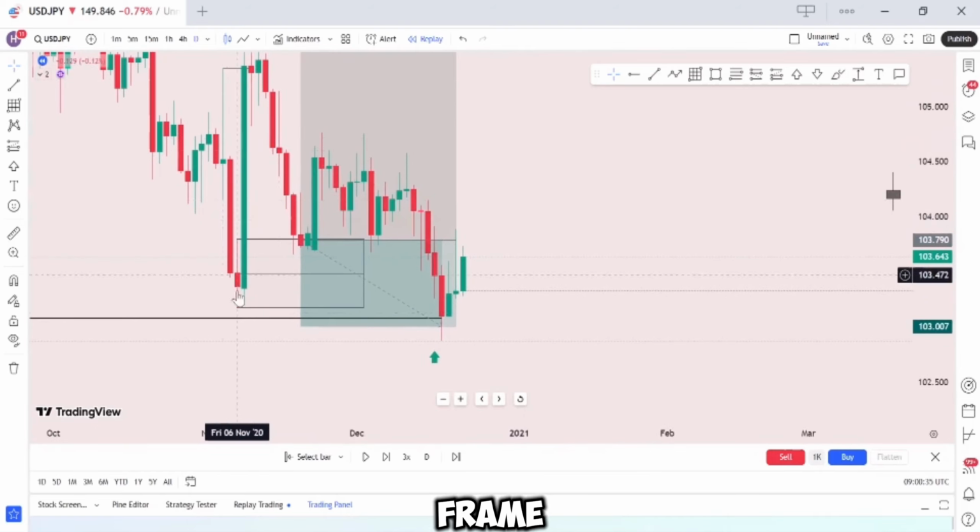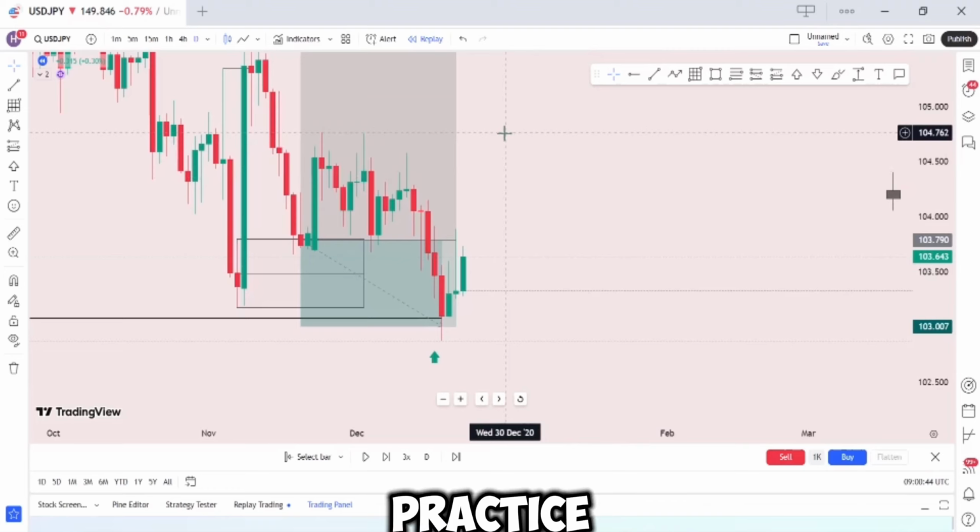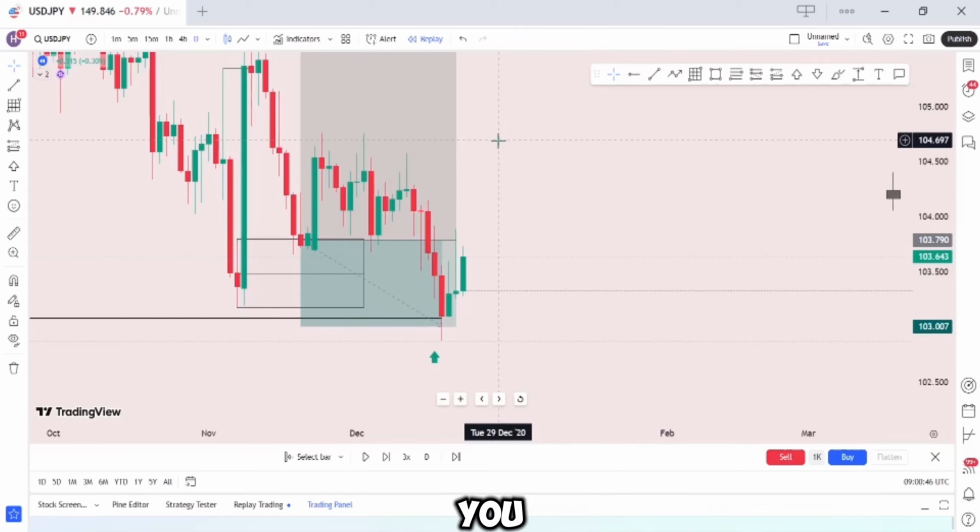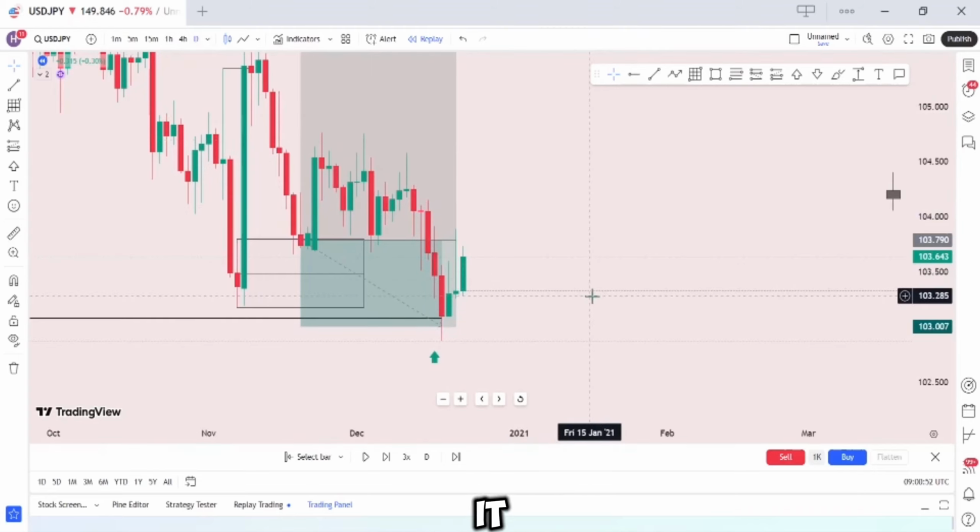Now this is the daily time frame. We cannot go to the 1 hour or the 4 hours because I'm doing a replay right here. So this works on the daily time frame. You can go and backtest this if this works for you. Comment in the comment section and tell me what you think, because if you are using the daily time frame to backtest, it works perfectly.